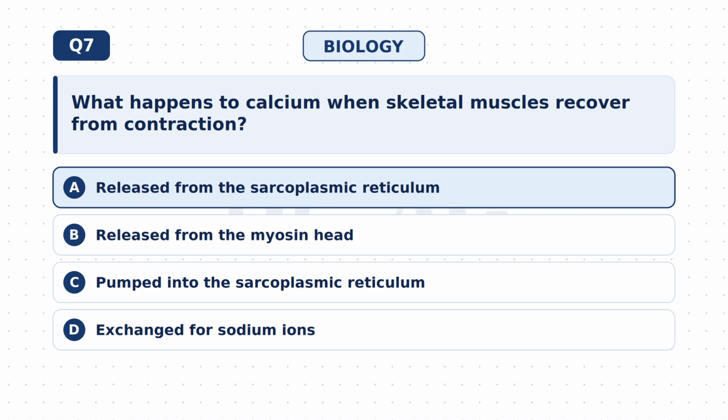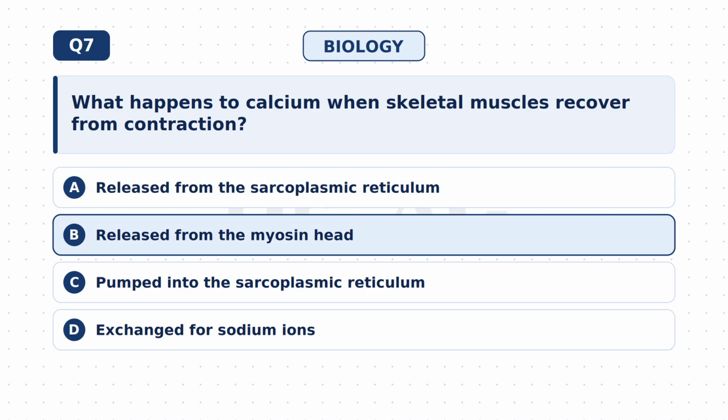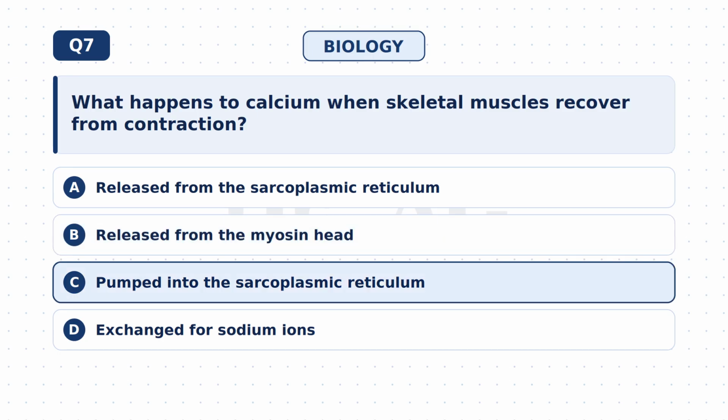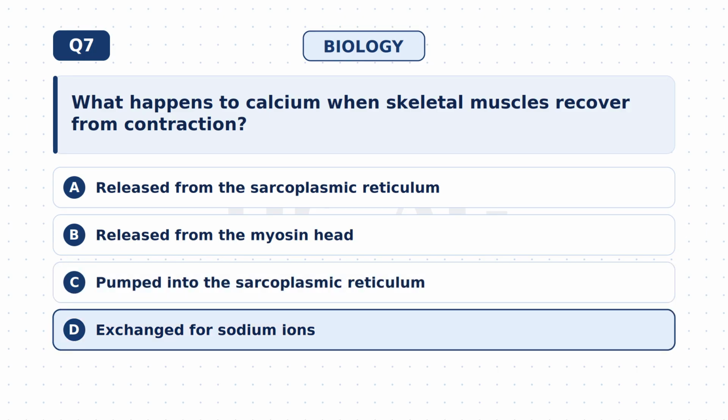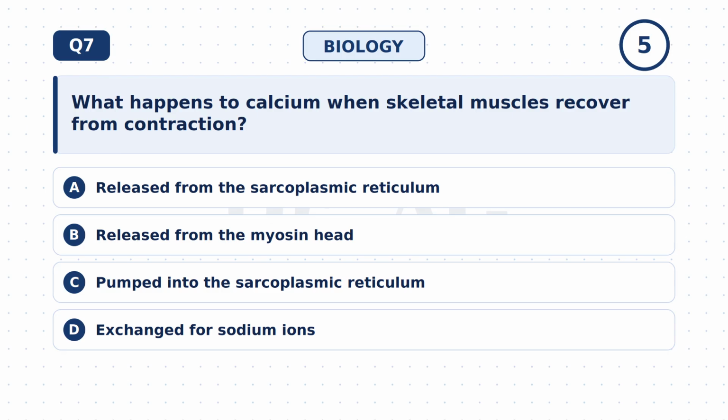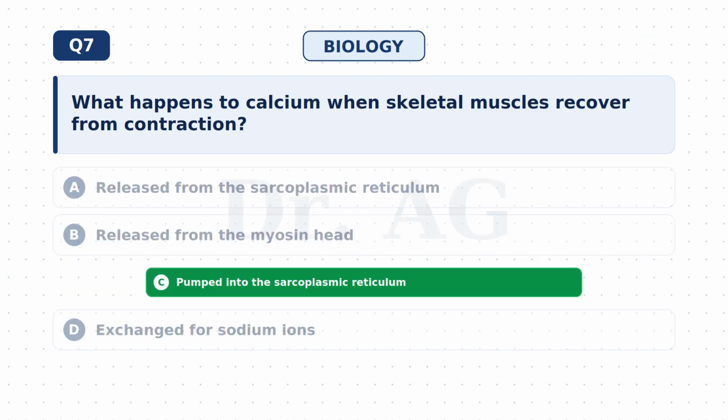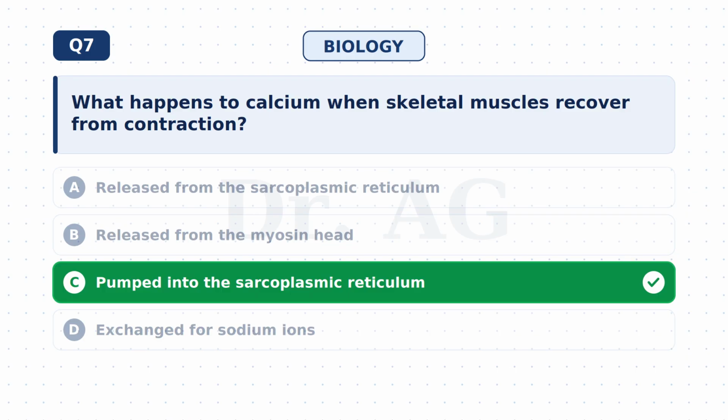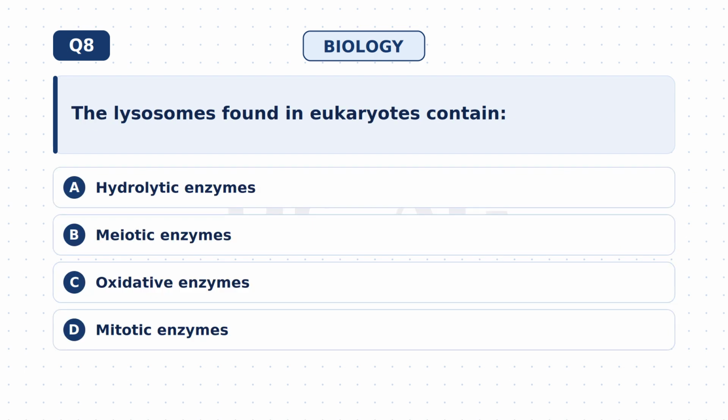Question 7. What happens to calcium when skeletal muscles recover from contraction? Option A. Released from the sarcoplasmic reticulum. Option B. Released from the myosin head. Option C. Pumped into the sarcoplasmic reticulum. Option D. Exchanged for sodium ions. The correct answer is C. Pumped into the sarcoplasmic reticulum.